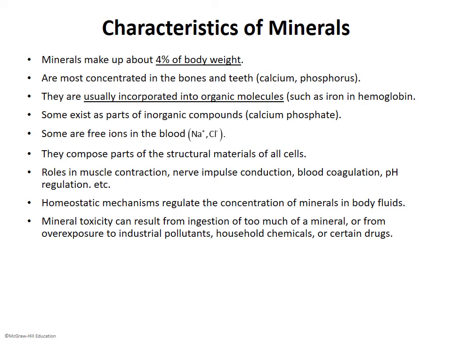Minerals make up about 4% of body weight. And the most abundant one we should just know, which is calcium. The bones and the teeth, which are bones, are made up of calcium phosphate. So calcium and phosphate are the two largest amounts of minerals in the body, because the bones and the teeth are the main part.